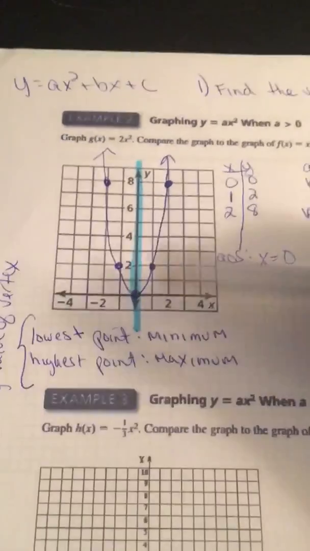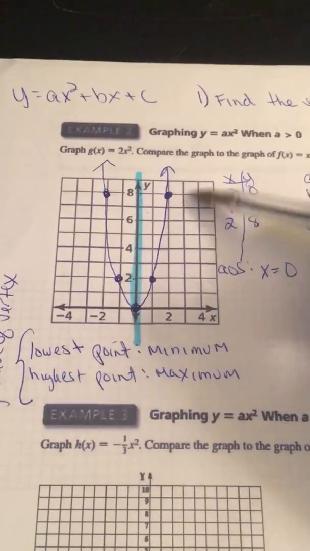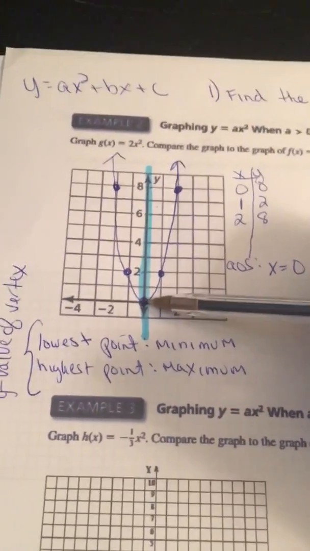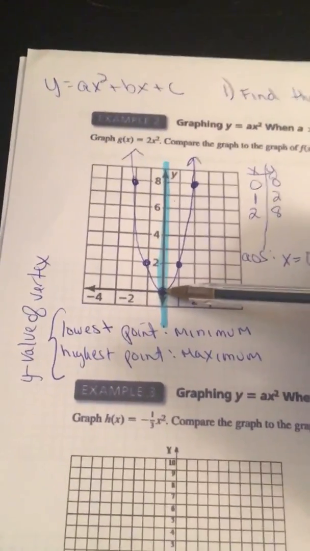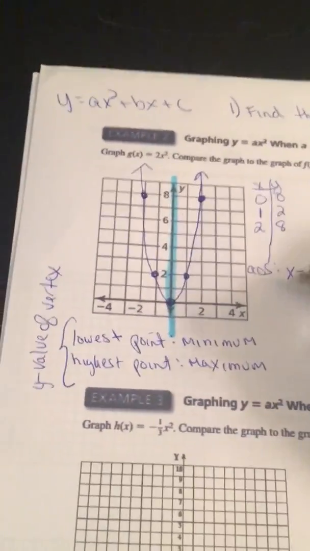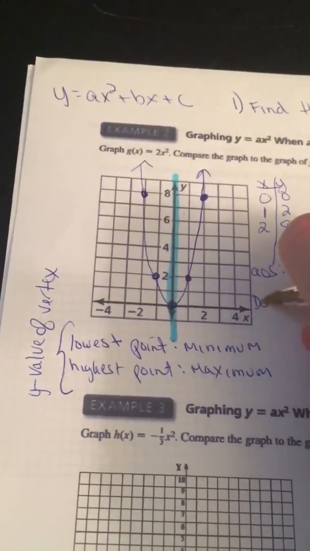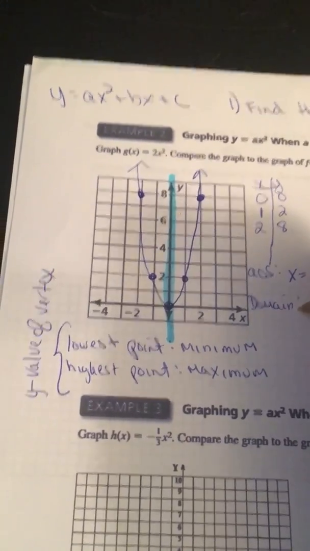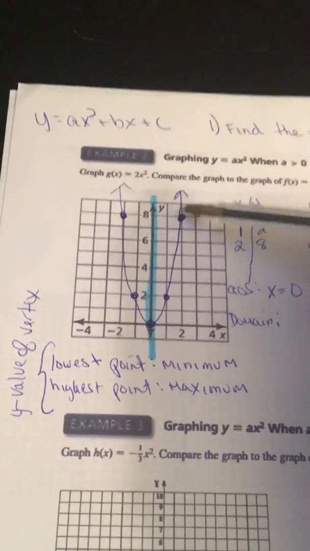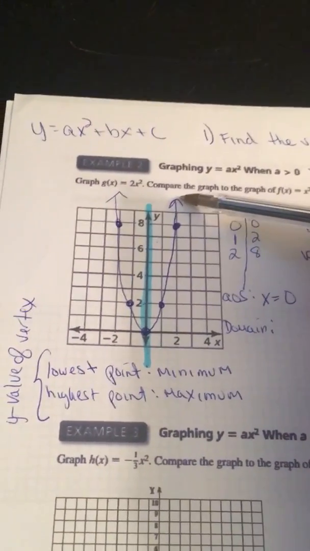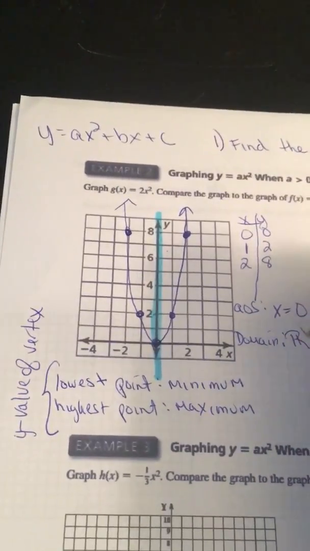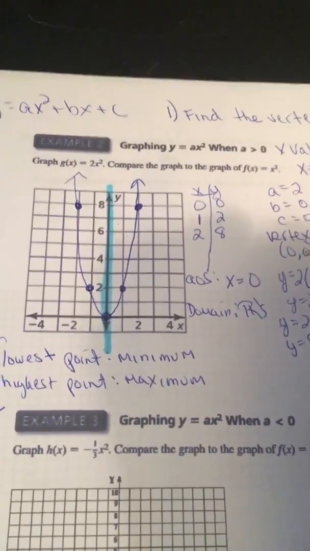You can see in this example, because our graph is opening up, we have a minimum value. Okay, in this case, the minimum value for y is going to be 0. We have our axis of symmetry. You can also find your domain. Okay, you can see that there are no restrictions on our x values. Our graph is going to keep going forever. It's going to keep expanding wider and wider. So therefore, our domain is all real numbers.